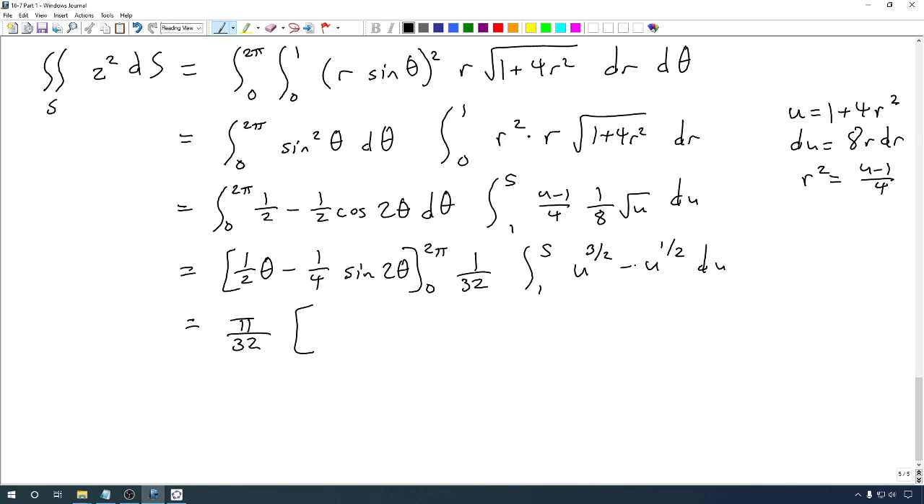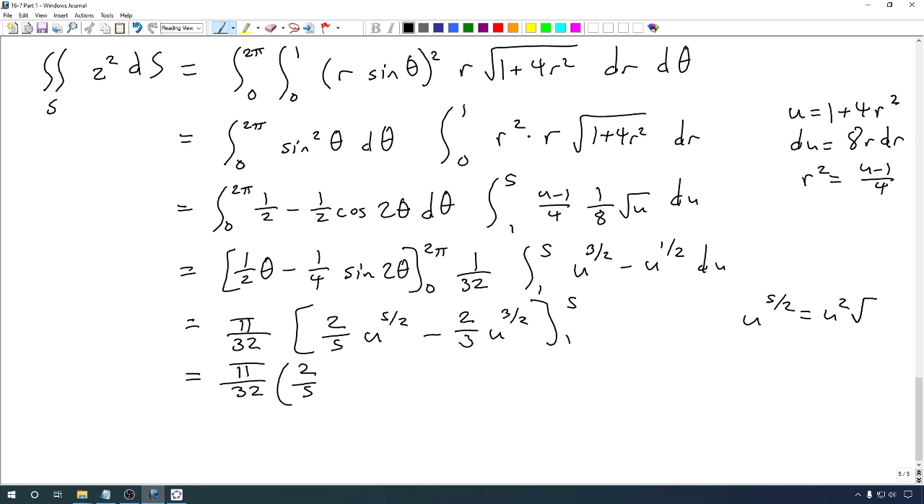The integral of u to the 3 halves, I raise that 3 halves to a 5 halves, and I divide by that new power, so I get multiplied by a 2/5. Same thing here. 1 half becomes 3 halves, and I end up having to multiply by 2/3. Taking that one from 1 to 5 essentially means I have 2/5, 5 to the 5 halves. That's actually, you could say, 5 squared times square root of 5. I mean, that's essentially what 5 halves is. You could say it is u squared times the square root of u.